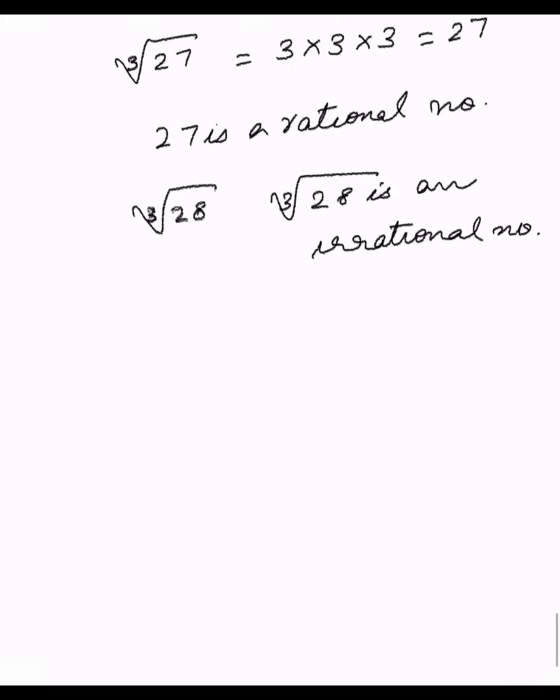The question is, prove that root 2 is irrational. Here we are using something called proof by contradiction. Proof by contradiction means we start by saying root 2 is rational. As we progress, we show that it is not showing the behavior of a rational number, so it is an irrational number. That is going to be our approach in this proof.